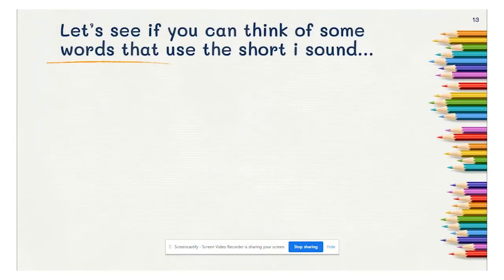Can you think of some short I words? Pause the video while you think. Did you think of hit, ship, sip, hip, lid, chip, Tim, and mid? It's okay if you thought of others. Nice job thinking about that short I sound.